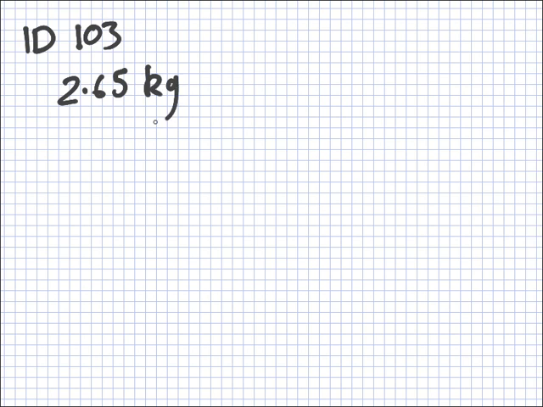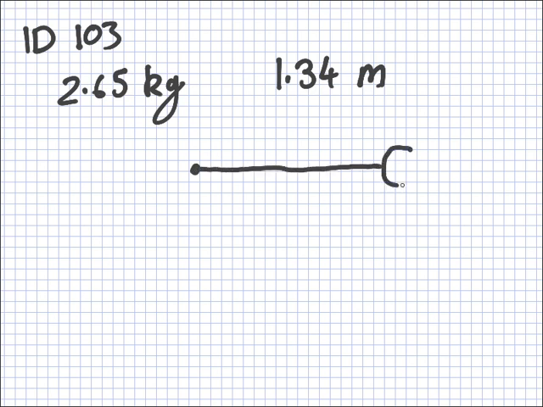kilograms is attached to one end of a 1.34 meter length of string. The other end of the string is fixed to a rigid support. The string is fully stretched out in a horizontal direction, and the mass is then released so that it falls in a circular arc. Determine the tension in the string when the mass is at its lowest position.